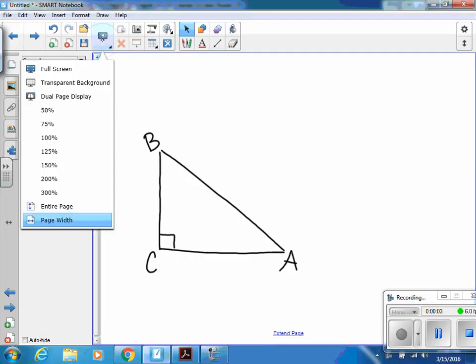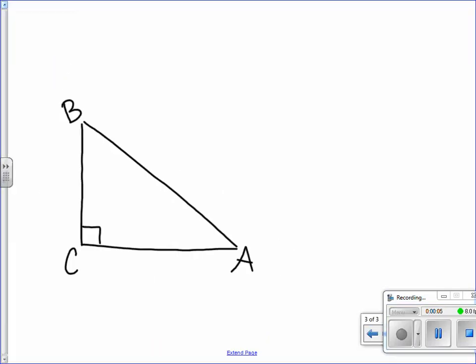We name our angles with capital letters, and we name our sides with lowercase letters that are opposite that capital letter. So angle A is opposite side A, and angle B is opposite side B. What side is adjacent to side A? B. Okay. And what side is adjacent to angle B?